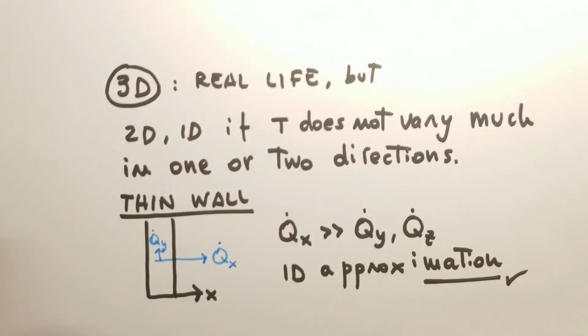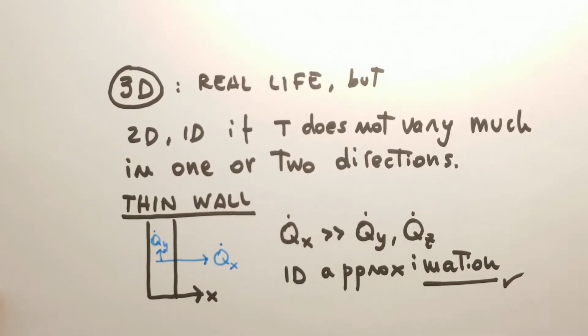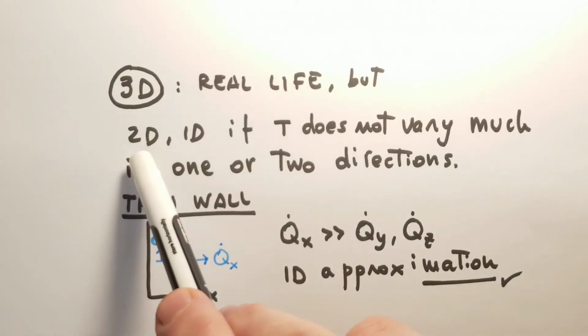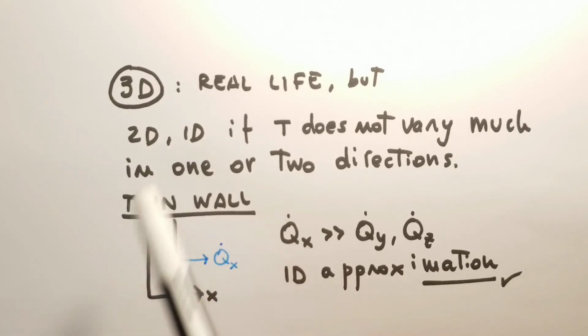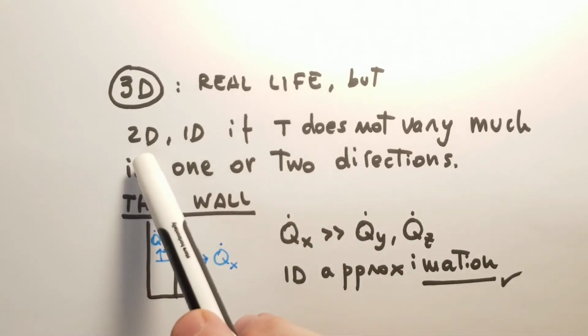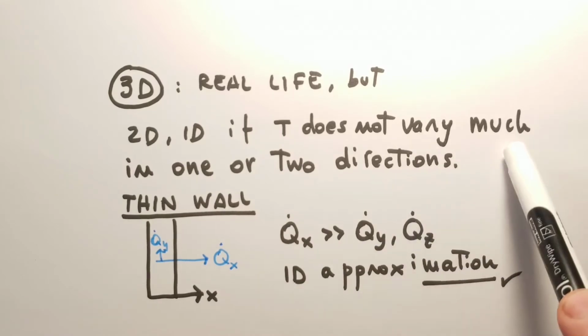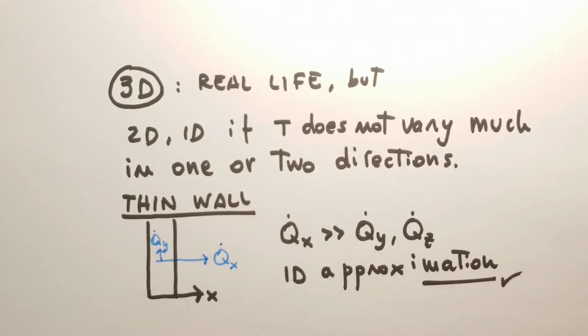In real life, of course, we have three-dimensional heat transfer problems, but often in heat transfer engineering, we can simplify the problem as a 2D problem or even a 1D problem. We'll have a 2D problem if the temperature does not vary very much in one direction, or 1D problem when the temperature does not vary much in two directions.